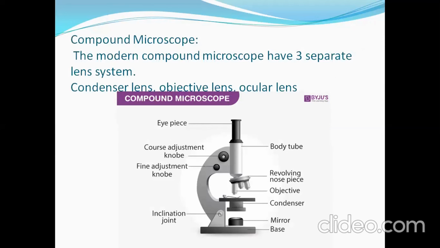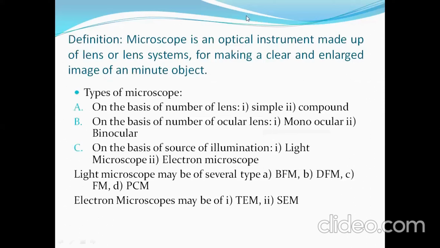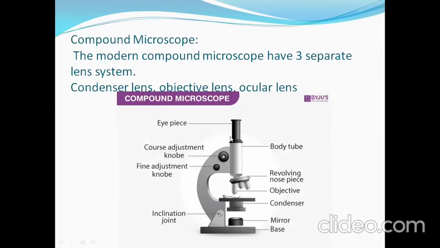Next we pass on to the compound microscope, which you have obviously been using for several years, but there are some things to discuss here. If I go to the slide, you can see in point B that on the basis of the number of ocular lenses, the microscope may be monocular or binocular. Here only one ocular lens is present, so we can say that this microscope is monocular in nature.